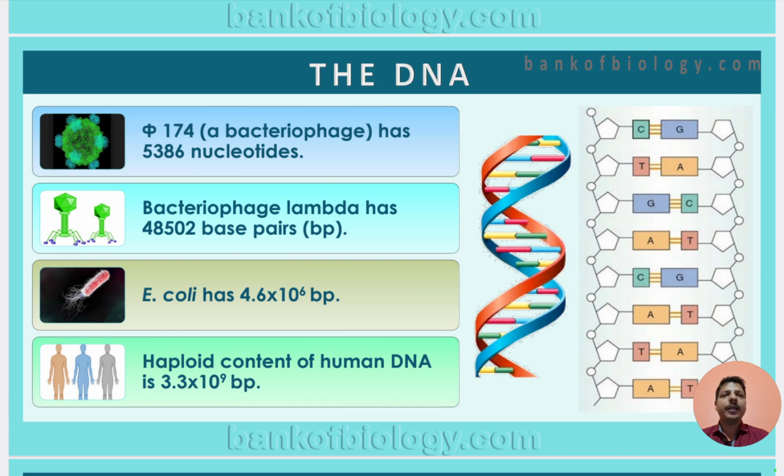Next, coming to the DNA, as you can see, Phi174, a bacteriophage, has 5386 nucleotides. Bacteriophage lambda has 48,502 base pairs. E. coli has 4.6 into 10 to the power 6 base pairs, and the haploid content of human DNA has 3.3 into 10 to the power 9 base pairs.